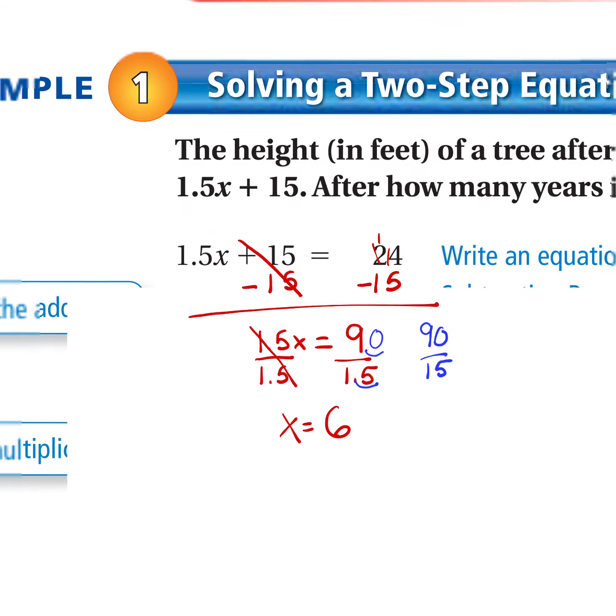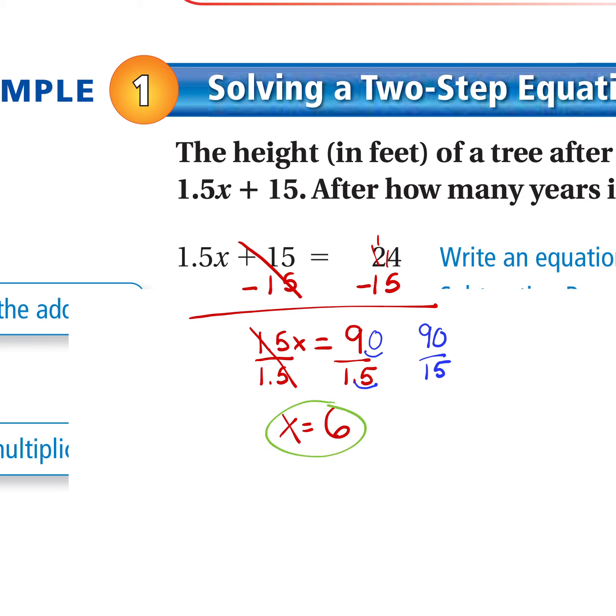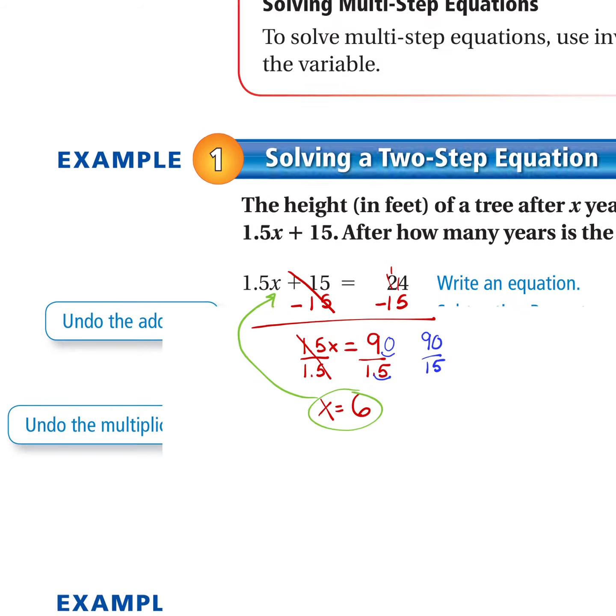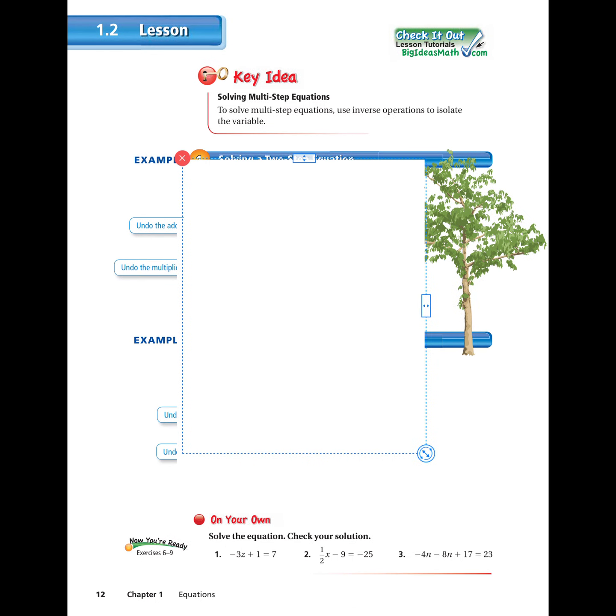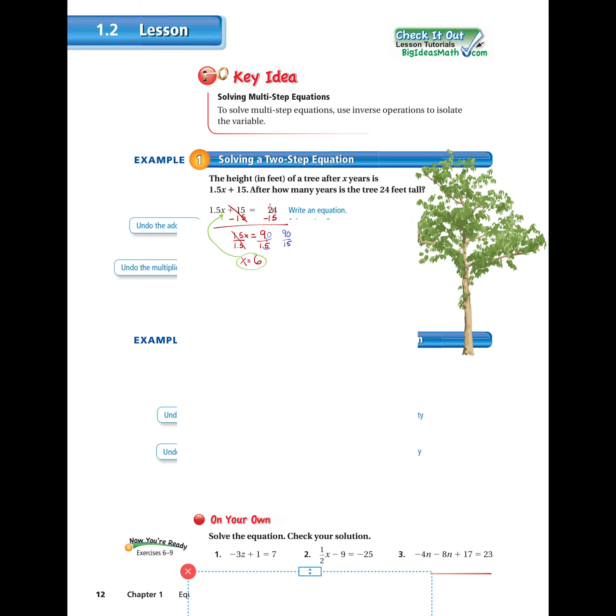We can double check that by putting 6 back in for the x. So that would be 1.5 times 6, which is 9. 9 plus 15 is 24. Okay, let's do some more examples together. Let's do number 1, 2, and 3.